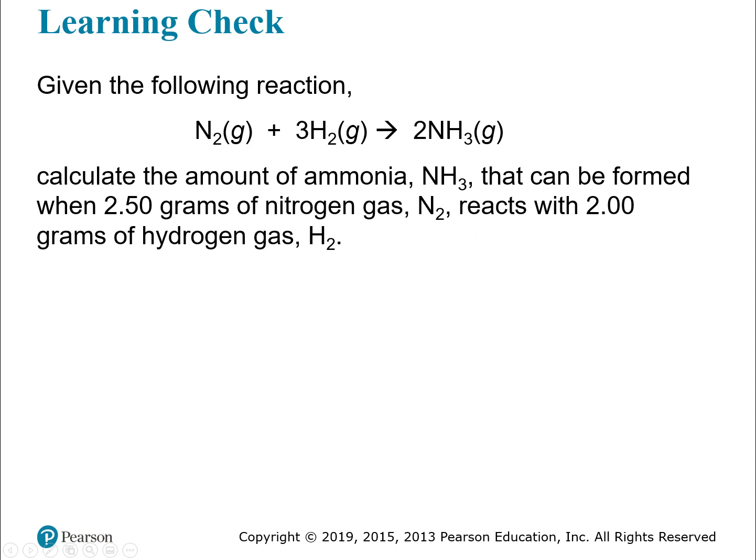So here's your problem. We're back to making ammonia, and you've got 2.5 grams of nitrogen gas and 2 grams of hydrogen gas. Figure out how much ammonia you will make, and you can tell me which one is limiting if you want to. But the question is just asking, how much ammonia will you make?